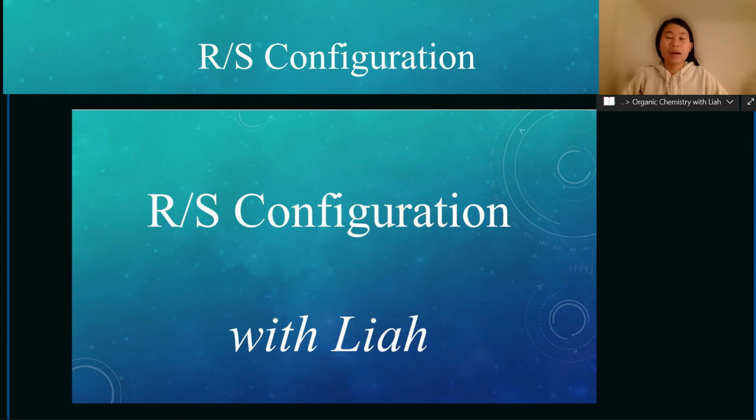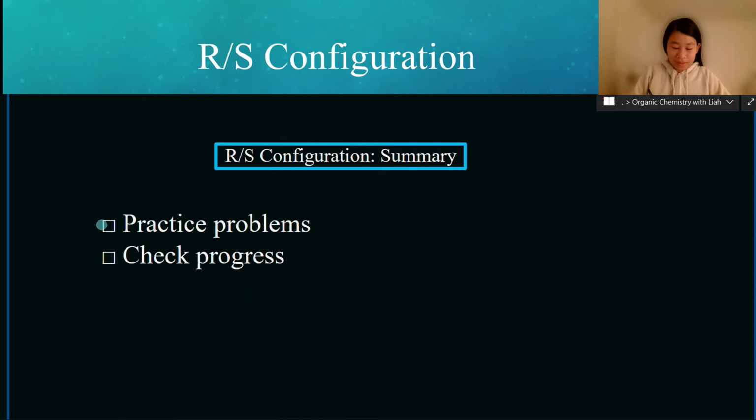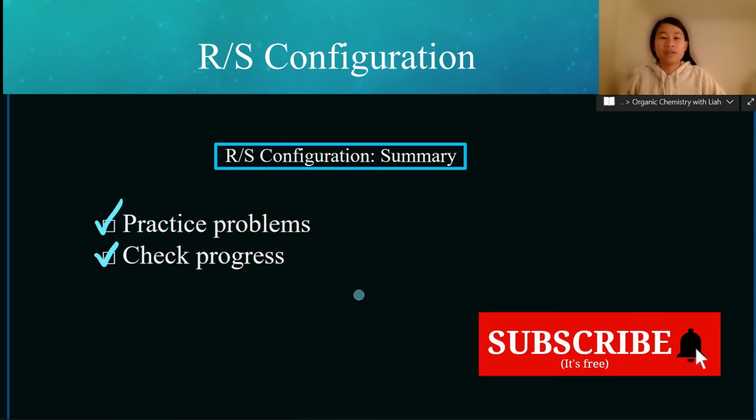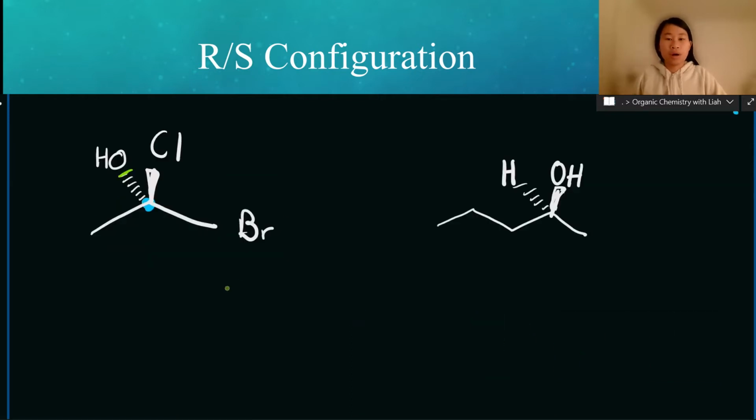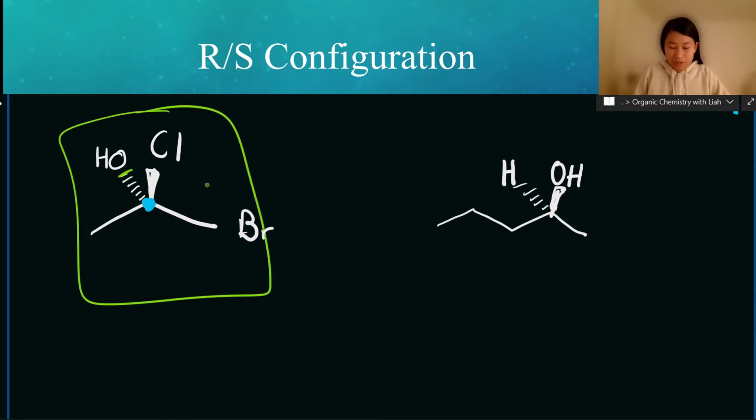Hello, in this video I'm going to be talking about how to find R and S configuration. I'm going to be including practice problems, and then I will provide 2 extra ones so that you can try them on your own and answer in the comments. Our first 2 problems involve finding R and S from bond-line formulas. So let us start with the one on the left.